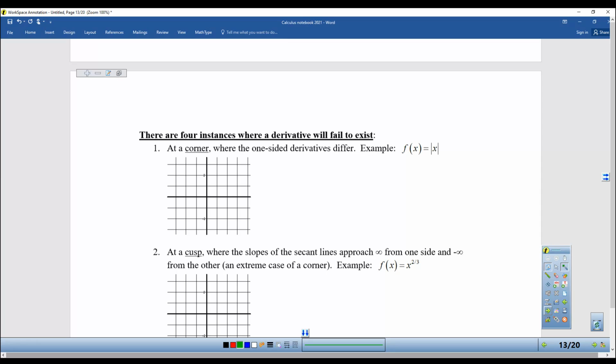Here are the 4 instances where there is no derivative. First, at a corner. That is the official name for this situation. I know I was saying pointy, but the official name is a corner. You must know this name.